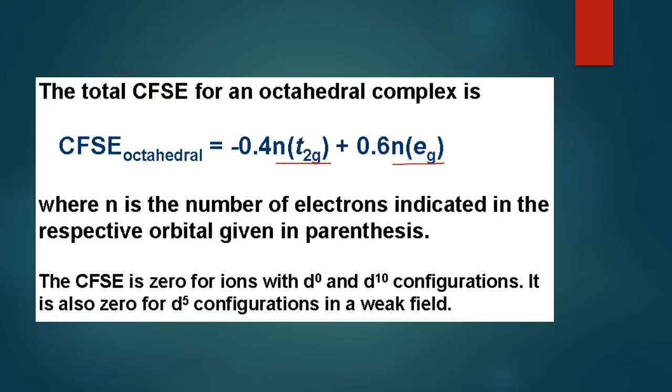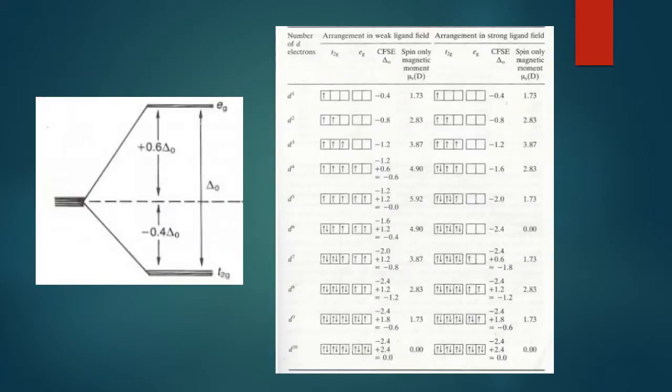The CFSE value is 0 for D0 and D10 configurations and also for the D5 in a weak field state. Giving minus 0.4 for the T2G orbitals and plus 0.6 for Eg. These are the values. The values are listed below for all the systems in an octahedral complex D1 to D10. This is for weak ligands and this is for strong ligands.